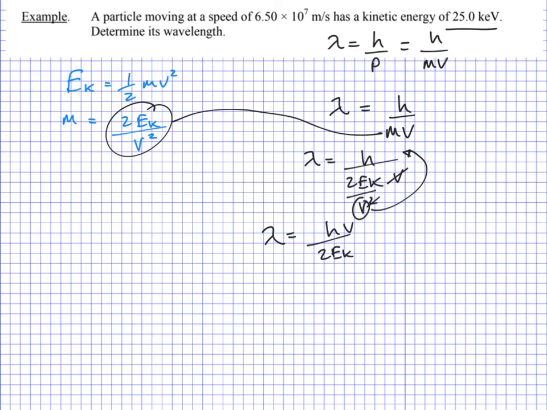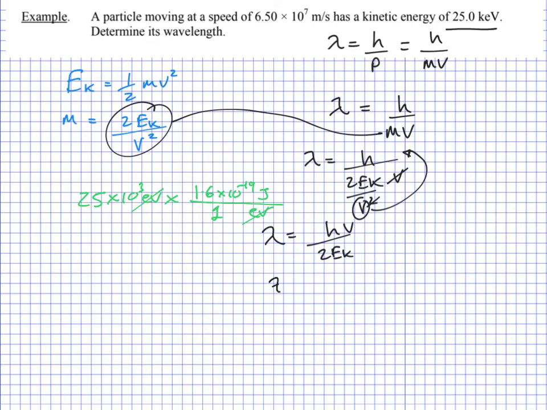Let's go 25 kilo, so that's times 10 to the 3 electron volts. I'm going to use my unit cancellation. I want to get my eV on the bottom, my joules on the top, because then my eV cancels. Well, 1 electron volt is 1.6 times 10 to the negative 19 joules. And so I can now plug this all into my formula.